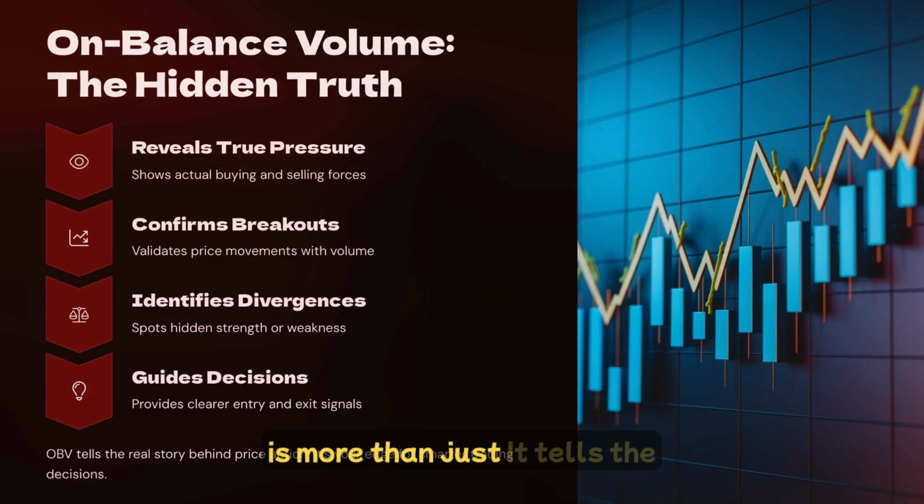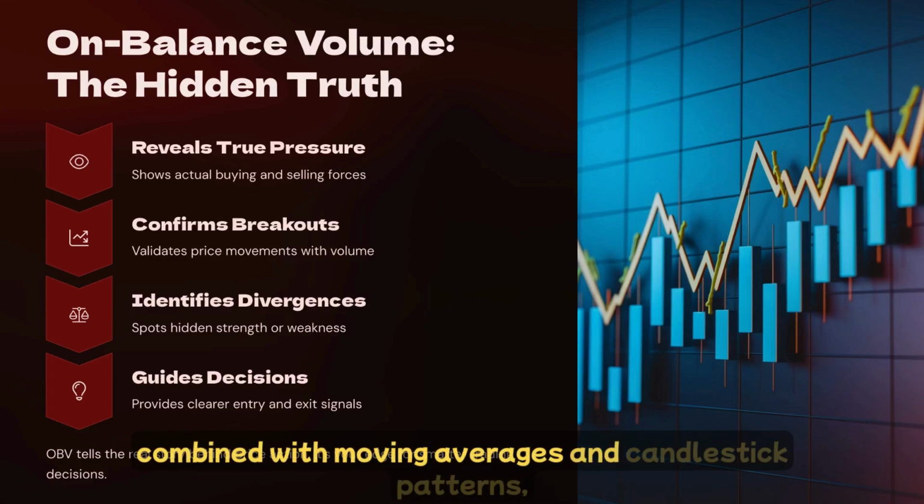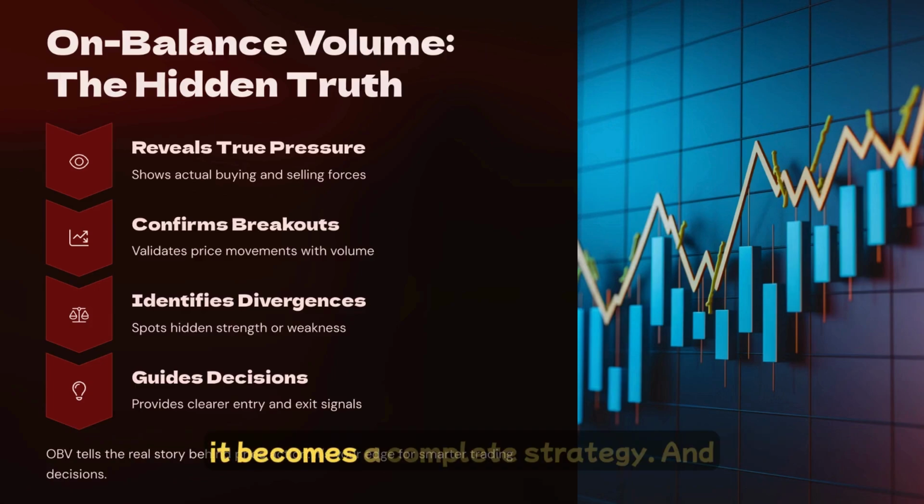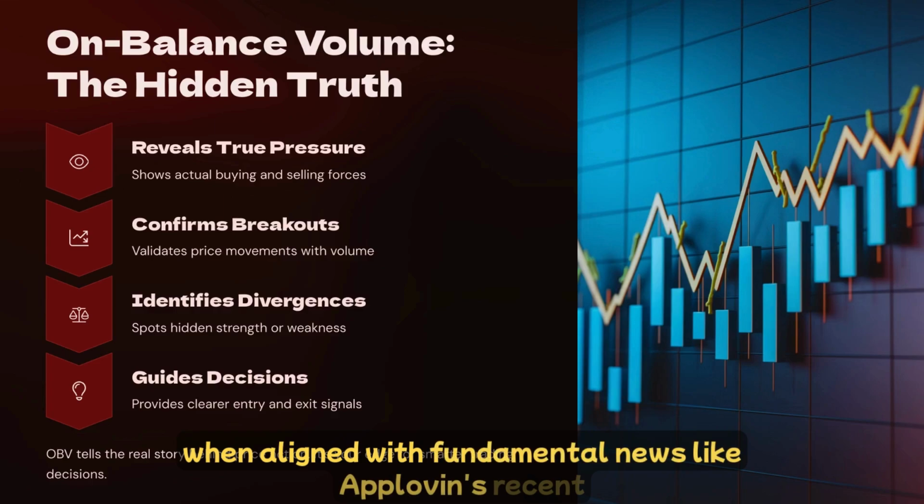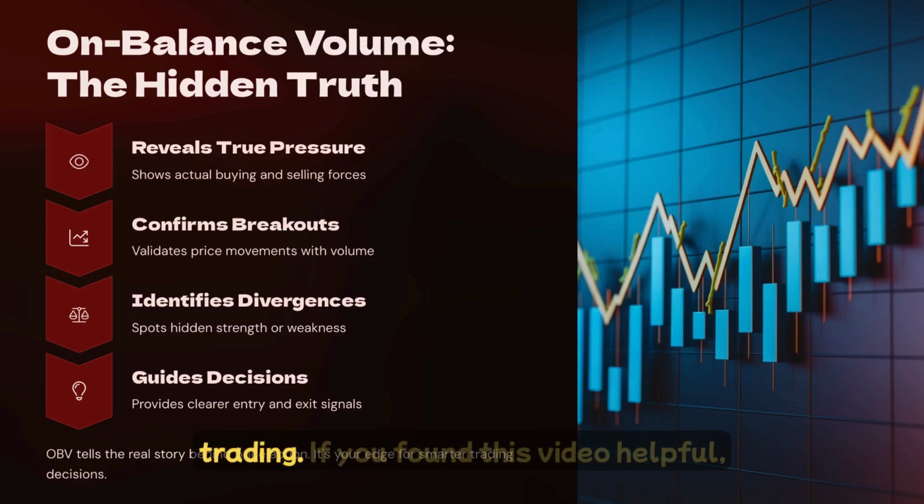OBV is more than just a line on a chart. It tells the real story of buying and selling pressure. When combined with moving averages and candlestick patterns, it becomes a complete strategy. And when aligned with fundamental news like Applovin's recent moves, it offers a well-rounded view for smarter trading.